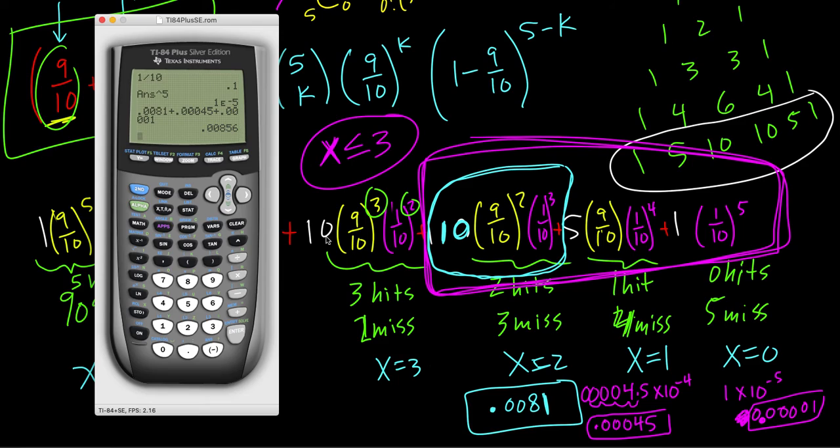Okay, go back to the calculator. So 10 times 9/10 raised to the 3. And then we're going to times that by 1/10 raised to the 2. 0.0729.